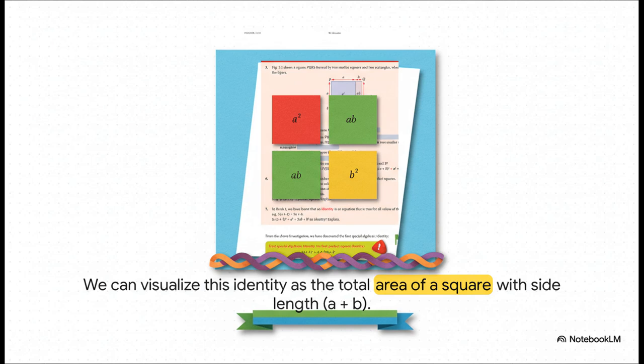And you know what? This visual shows you exactly why that middle term has to be there. It's not just some random rule. Look, if you have a big square where each side is a plus b long, what's its total area? Well, it's made up of these four pieces inside. You've got one square that's a by a, so a squared, another little square that's b by b, so b squared, and then you have these two rectangles, and each one of them has an area of a times b. It's just a perfect visual proof of the formula.